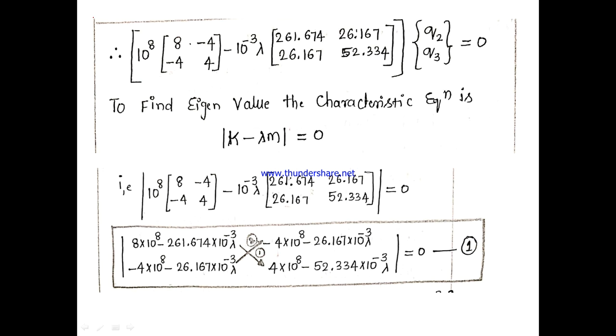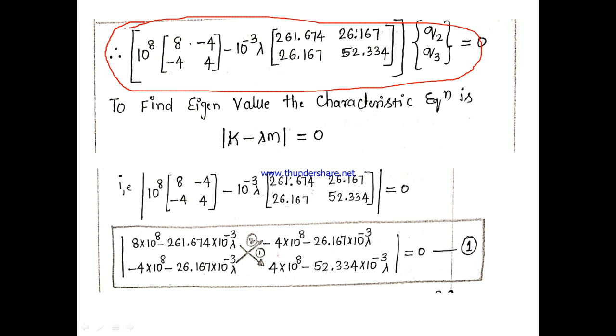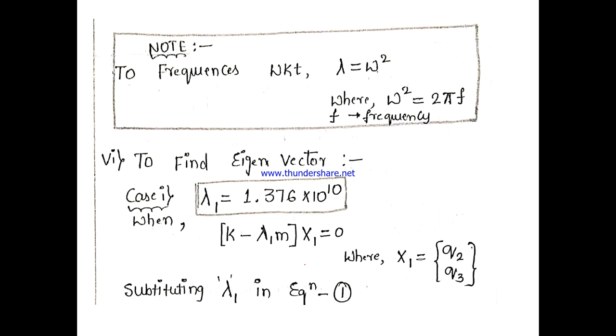To find the eigenvector, we need to consider these matrices. So this is k minus lambda 1 m into x1. What is x1 here? q2, q1. Why have I written x1? It is case 1, for lambda 1, so I wrote x1. For x1 you will get q2, q3. For x2, that is lambda 2, you will get the q2, q3 values. Means for every eigenvalue I am going to get eigenvectors.